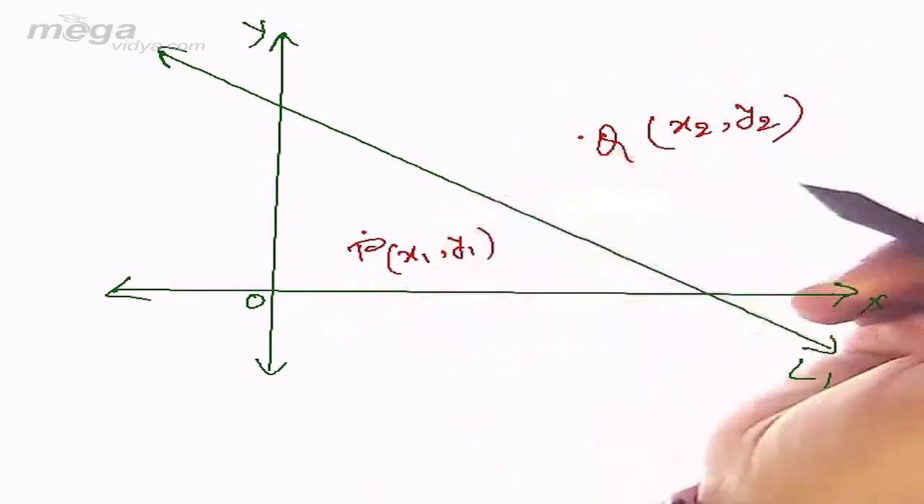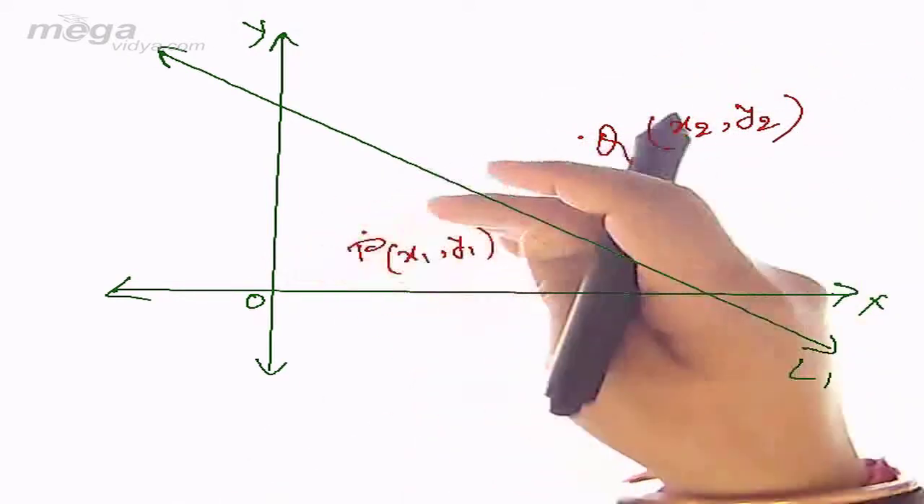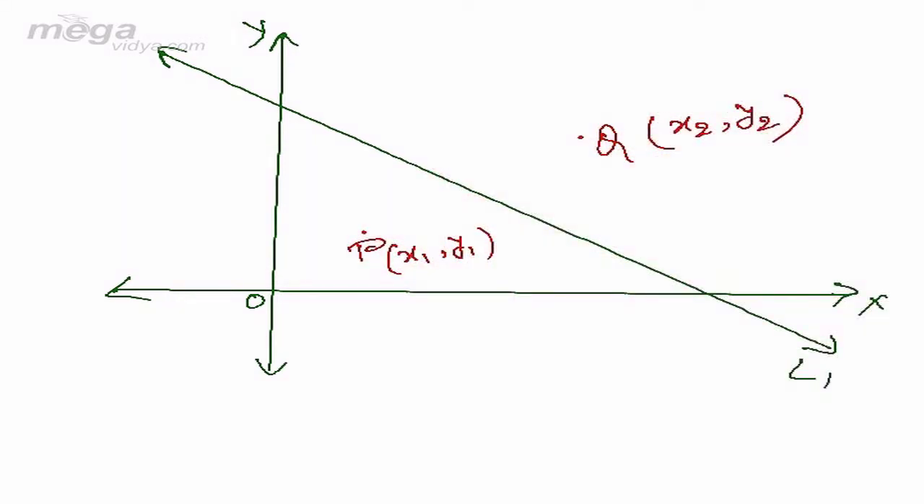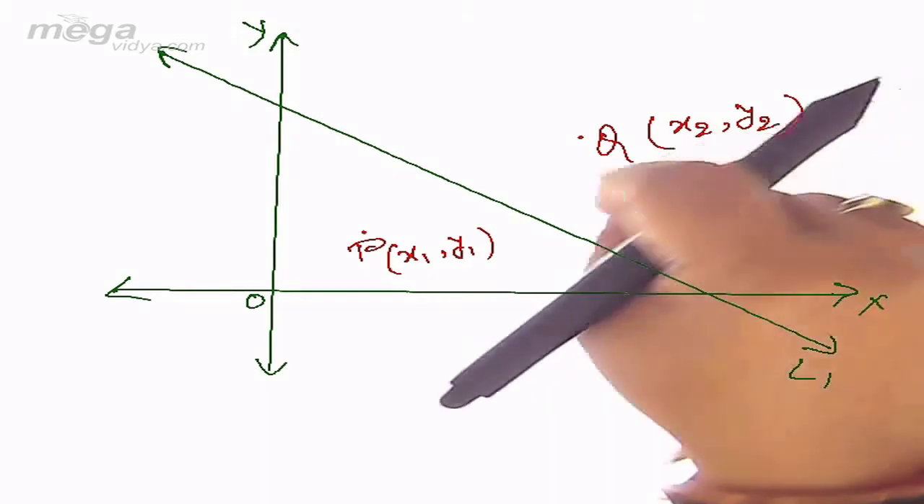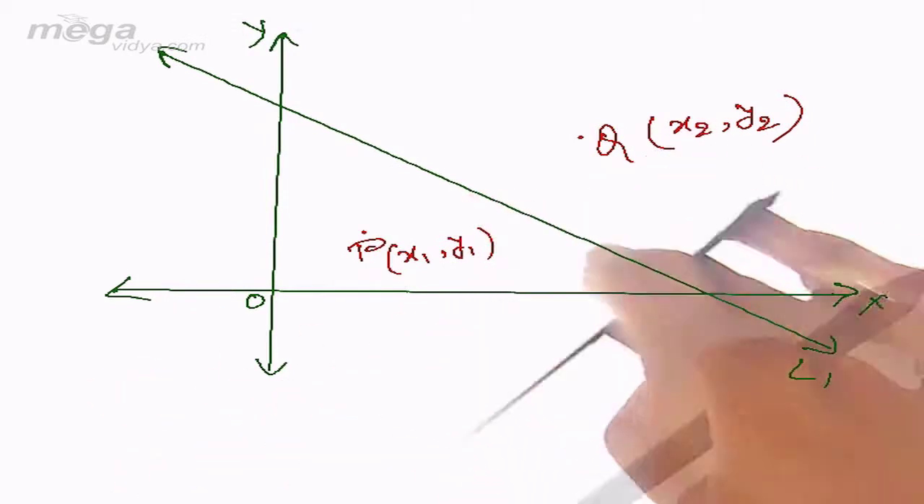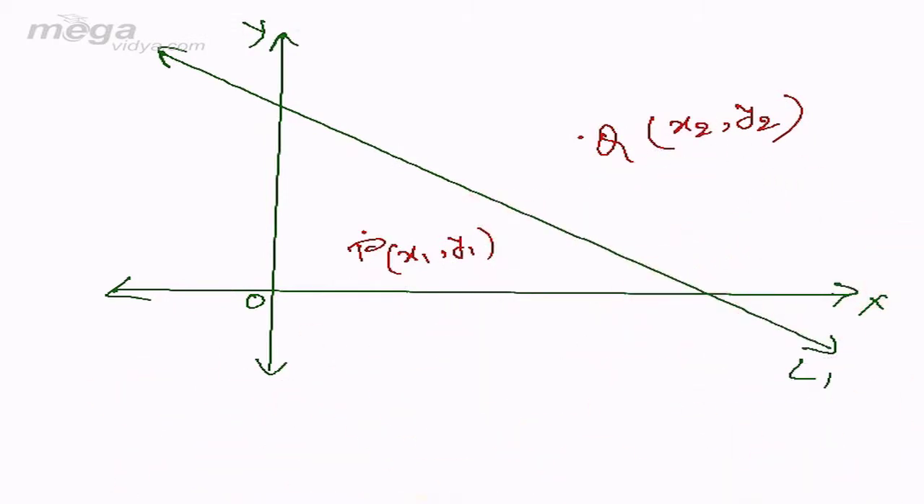It is not necessary that P is on the left and Q on the right, or P is below the line and Q above the line. It may be anything. But the main thing is those 2 points will lie on the opposite side of the line or on the same side of the line. That thing you have to check out.